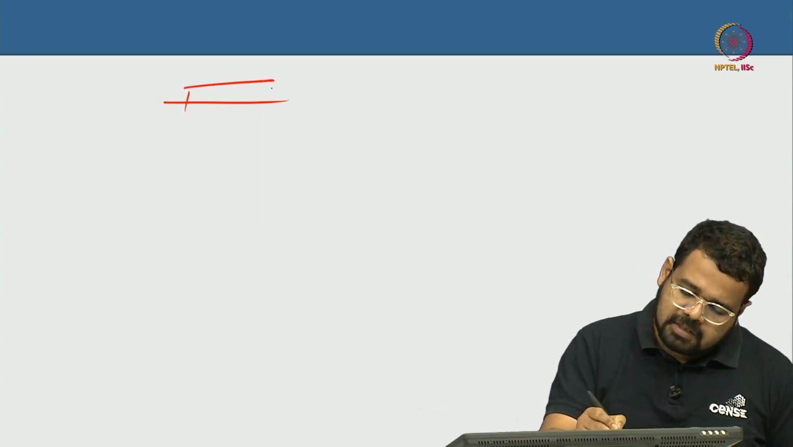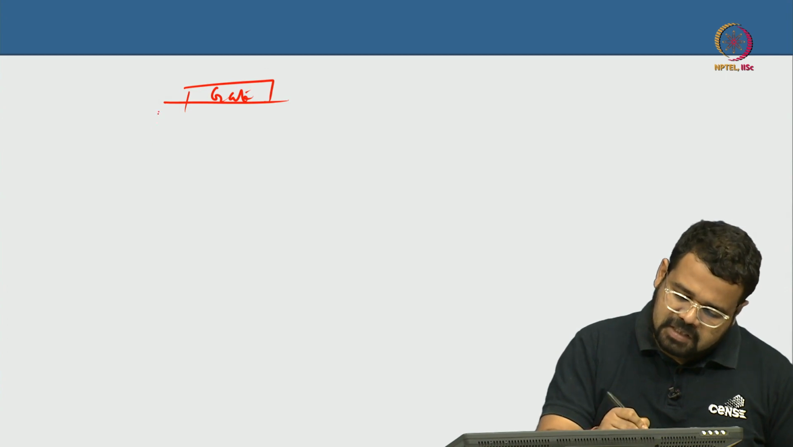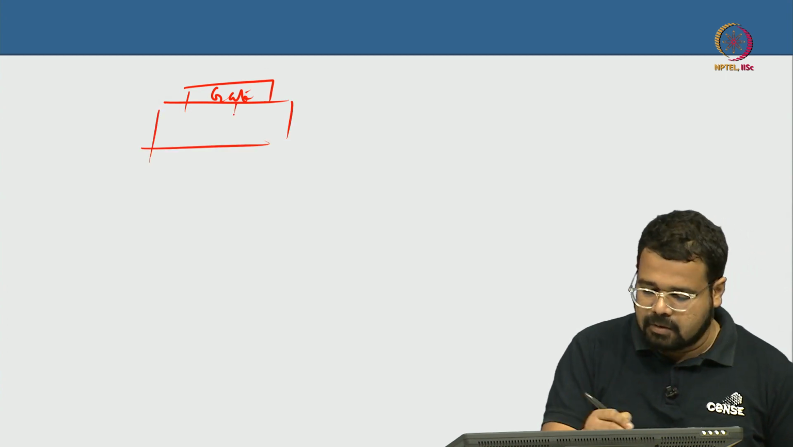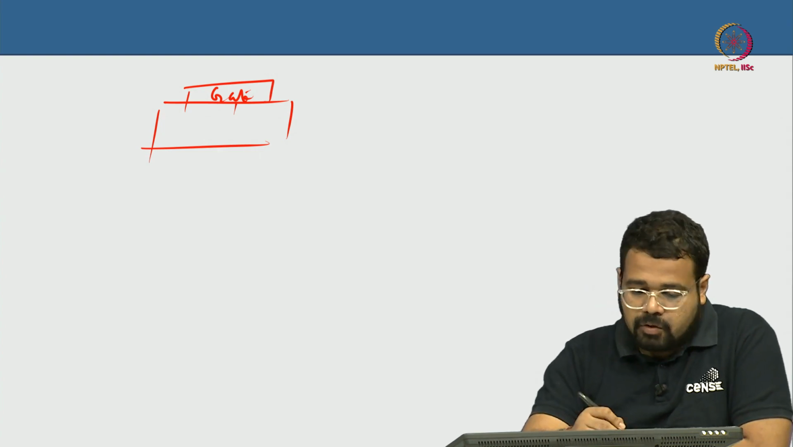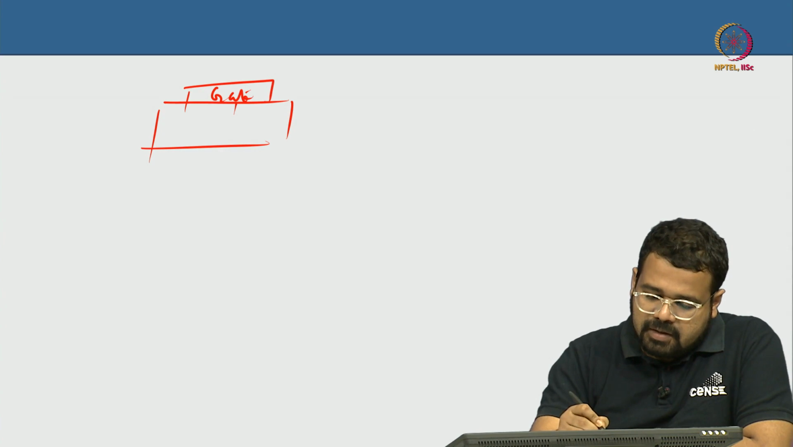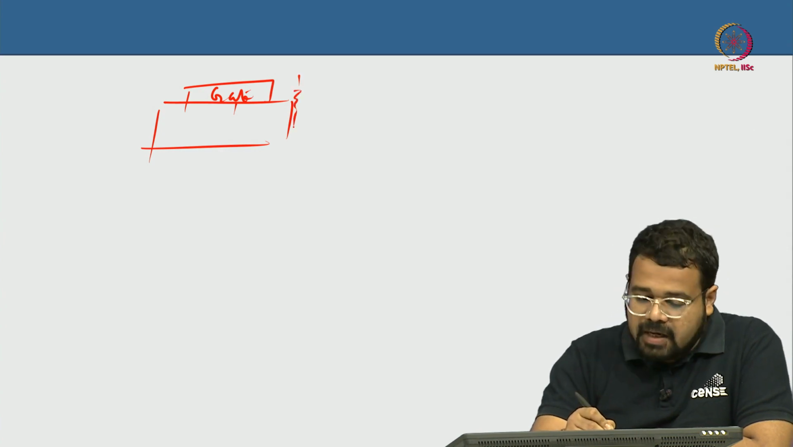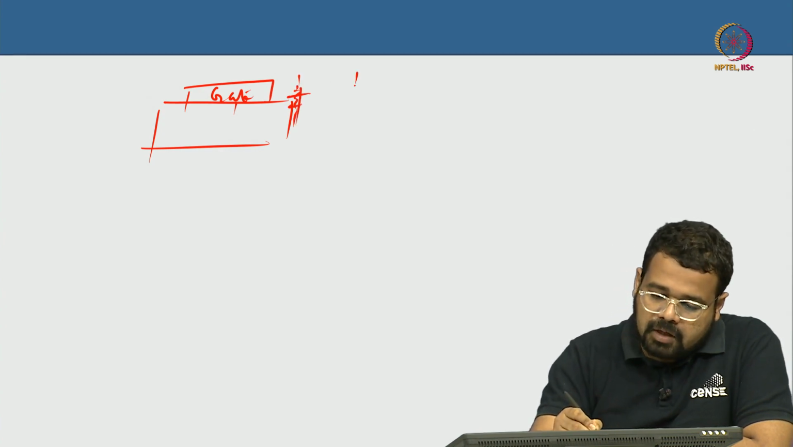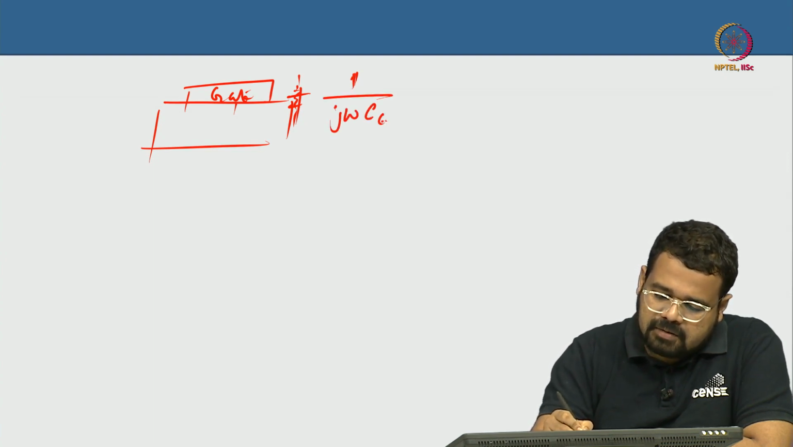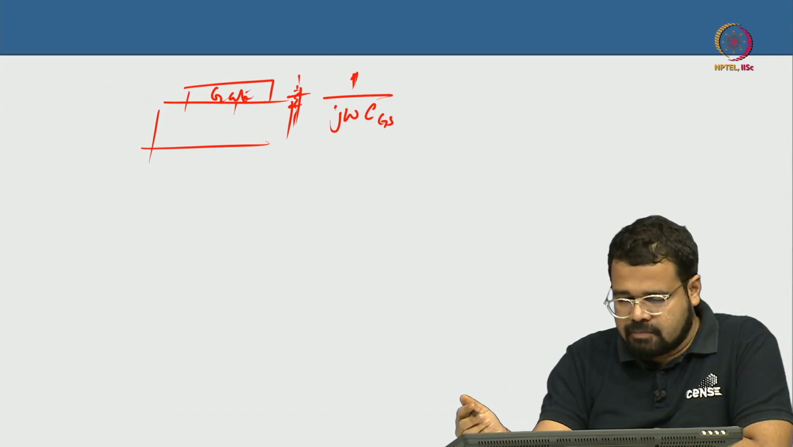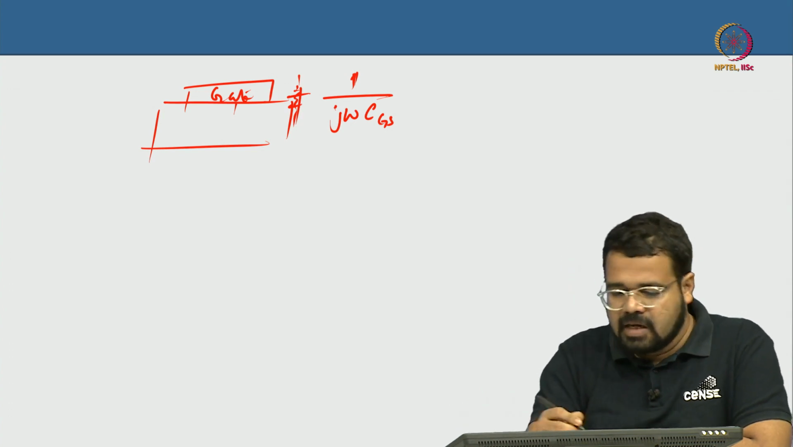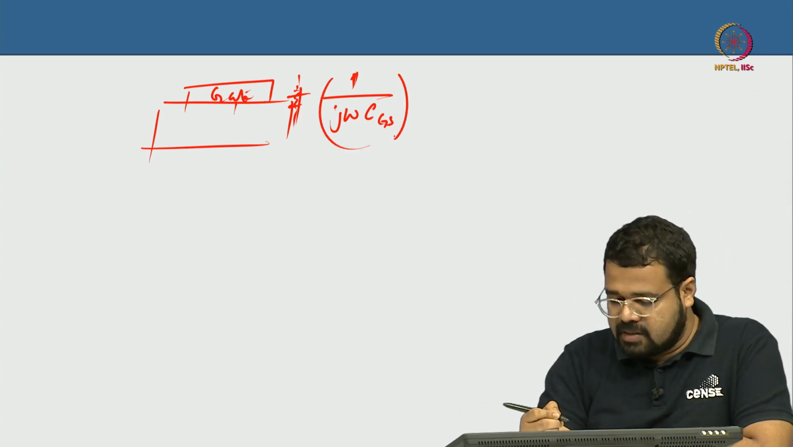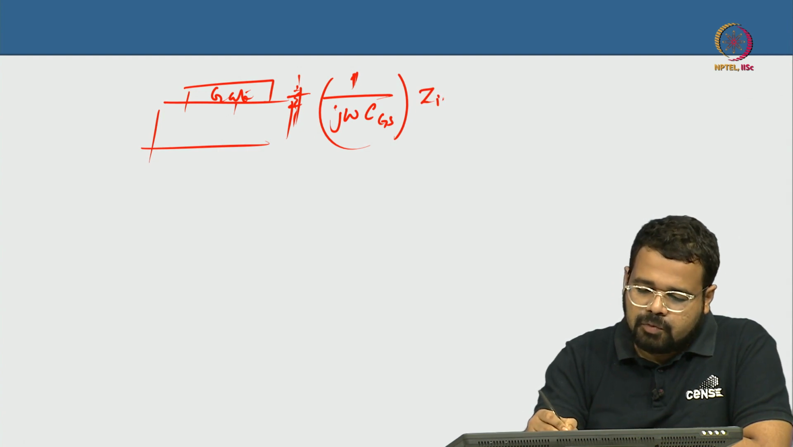If you have a gate here, in a FET the gate of course is insulating. There could be a barrier or a Schottky gate, and it is almost insulating, with very low current coming out. So the impedance of the gate in small signal would be 1 by j omega CGS, if I ignore the gate drain capacitance, which can be ignored in many cases. If I only consider the gate to source capacitance, then 1 by j omega CGS is the input impedance.